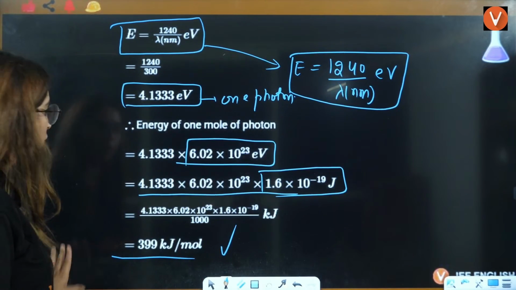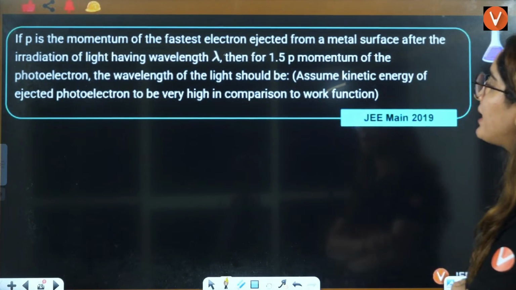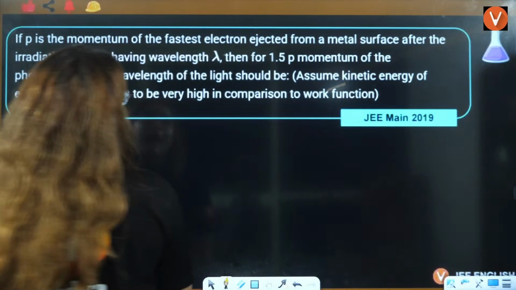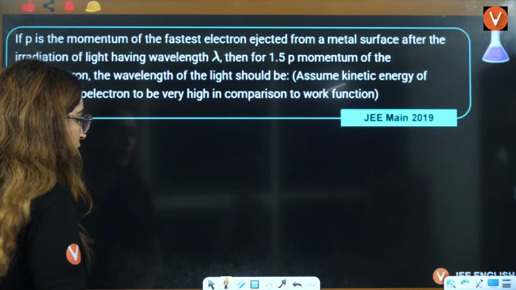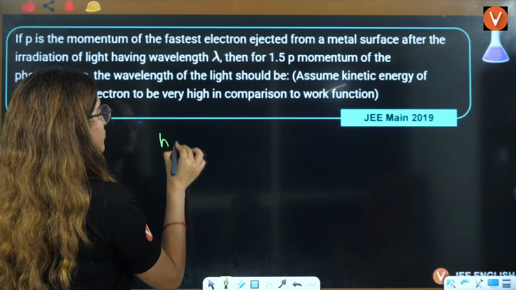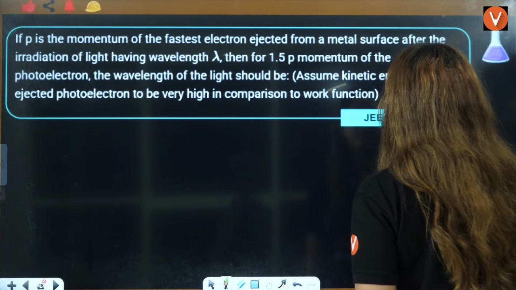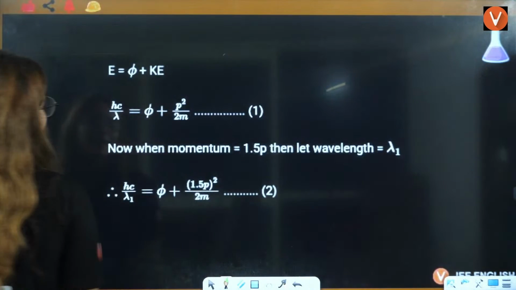Now, next question is based on the photoelectric effect. If P is the momentum of the fastest electron ejected from the metal surface after radiation of light having wavelength lambda, then for 1.5 P momentum of the photoelectron, the wavelength of the light should be what? Kinetic energy of the ejected electron is very high in comparison to the work function, so this is the h nu. The momentum they are asking now. In terms of momentum, you have to write the kinetic energy, so your formula is going to change here.